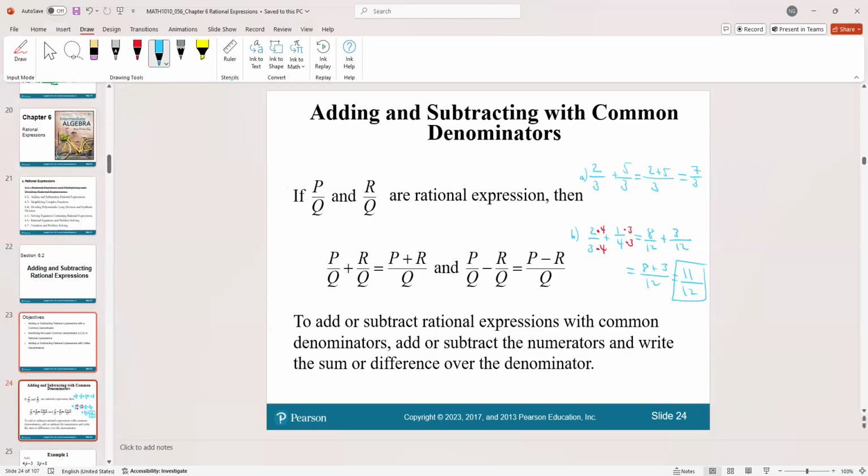But we're going to do the same with rational expressions. When the denominators are the same, we're going to add the numerators. You see P over Q plus R over Q, you do P plus R over Q. We do the same for subtraction. To add or subtract rational expressions with common denominators, we add or subtract the numerators and write the sum or difference over the denominator. Do not change the denominator, but we're going to change it only when the denominators are not the same.